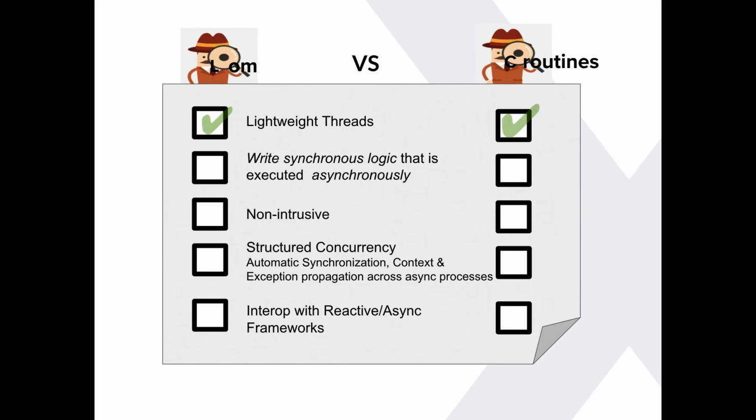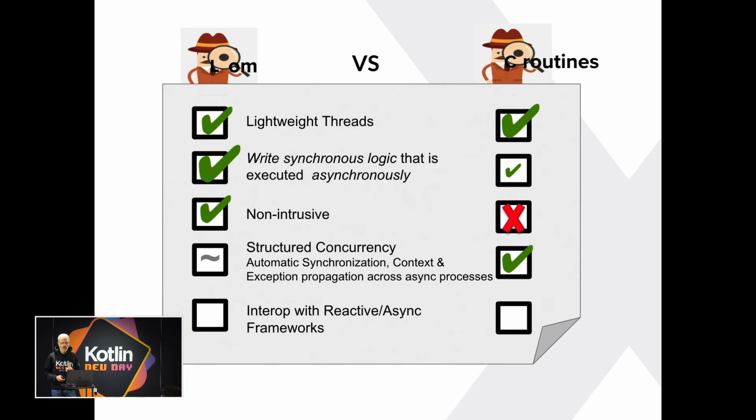So we've seen lightweight threads, that's fine. In terms of synchronous expression, I think Loom really is better than coroutines. Non-intrusiveness, Loom is definitely better. Structured concurrency is better again in coroutines. And in terms of interop, coroutines is way better because Java doesn't really have interop.